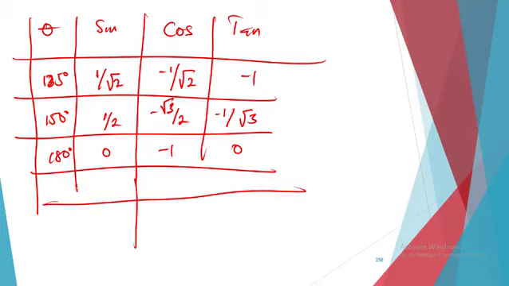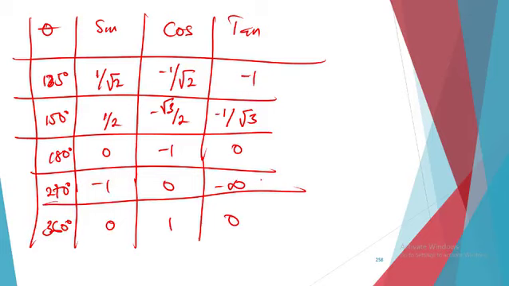Then after 180 we'll have 270. 270: minus 1, this is 0, this is minus infinity. Then for this we have 360 degrees, we have 0, we have 1, we have 0. So these are the values of these angles without the use of what? Calculator. So thank you very much for being part of today's class.